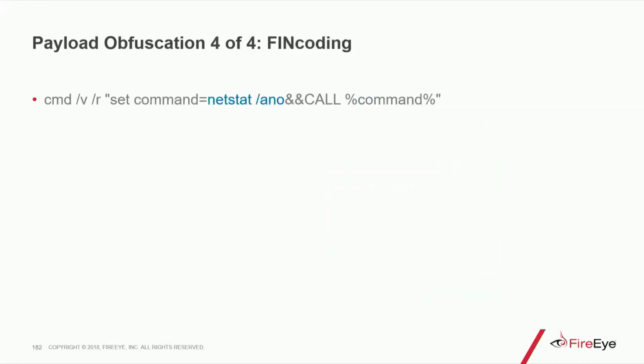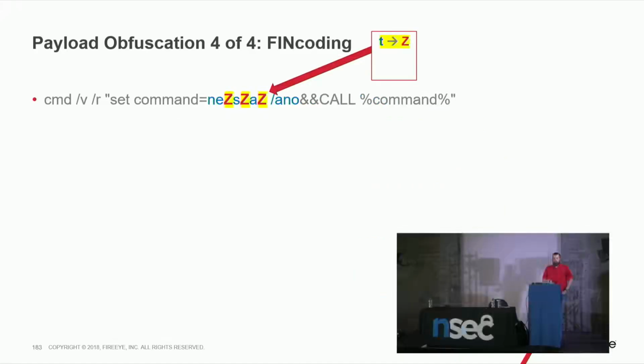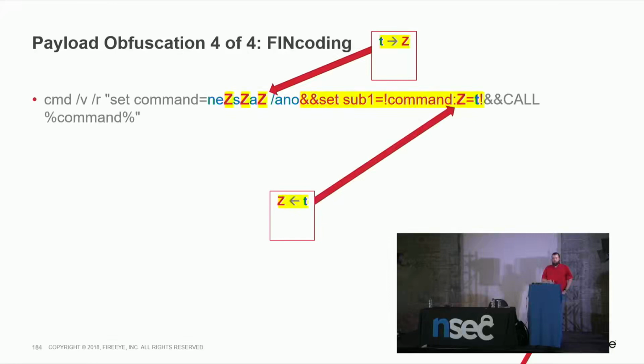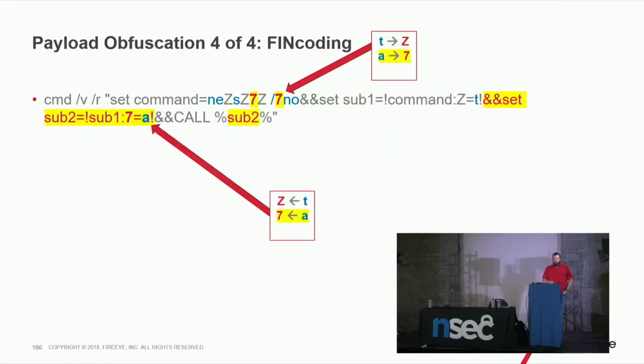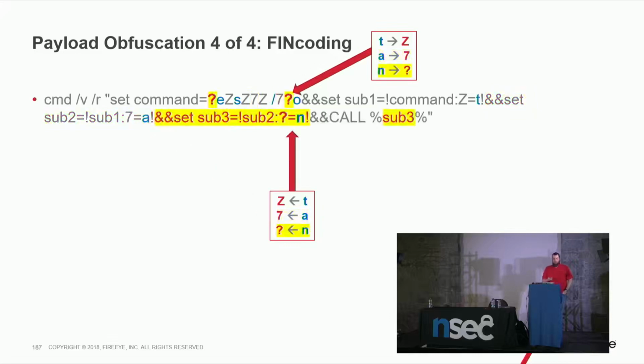In this case, we're going to start swapping out characters. So take every T in your command and swap it with a Z. Then in memory, we're going to do a string substitution for Z back to T that does that swap in memory. We'll add another layer, and then we'll call the sub1 that we just did. We'll add another layer and replace A's with 7s. Later, replace it back to A's in memory, and then call sub2, add another layer, etc.